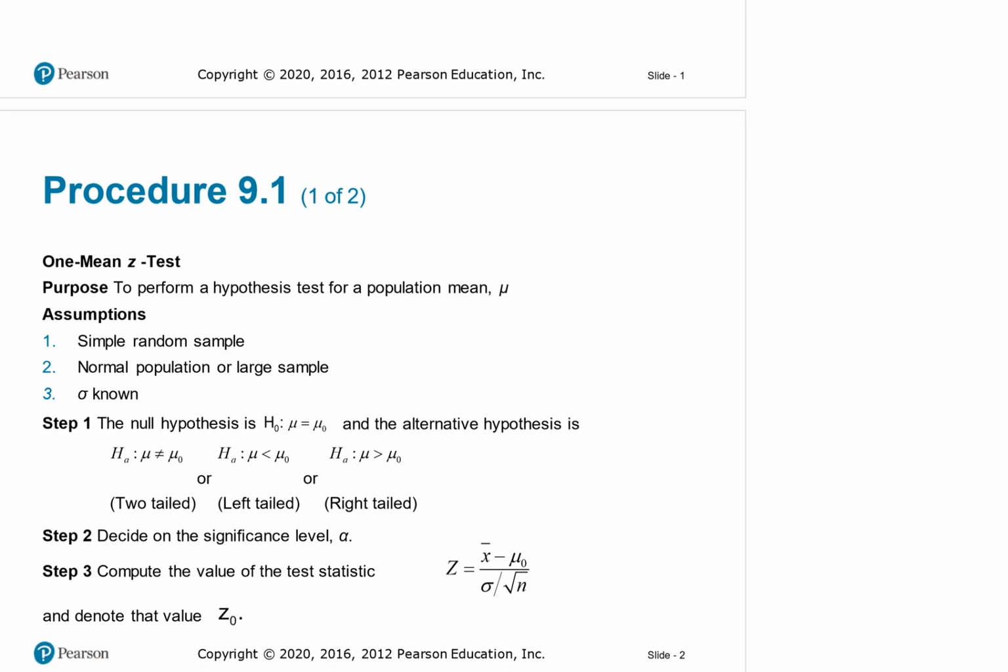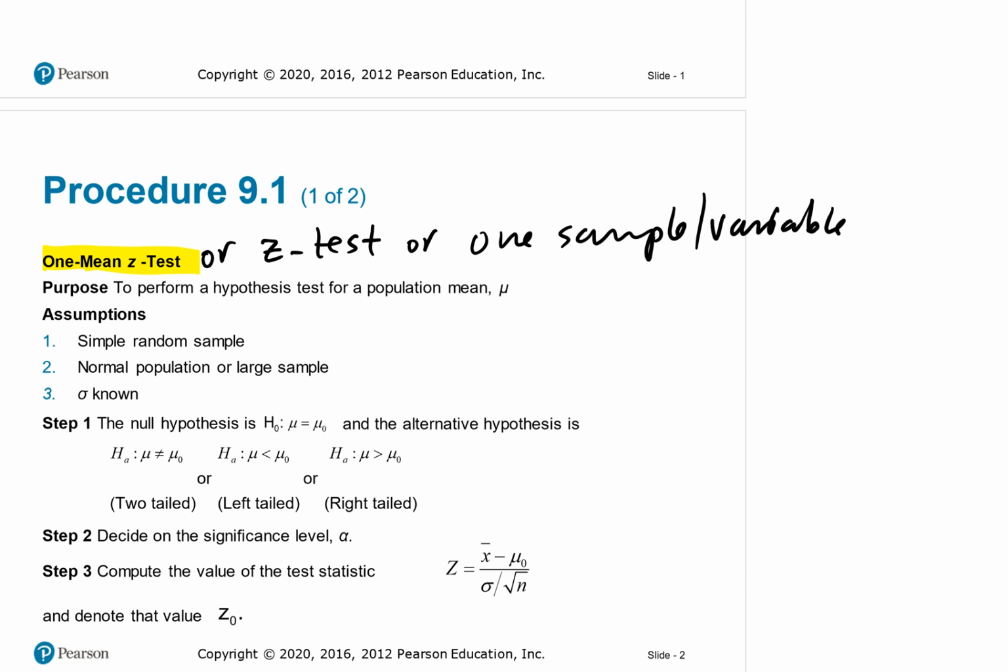So here we recall what we covered in the previous sections. The test we introduce here is called the one mean z-test, or some people just call it the z-test. There are many names for this; some people call it the one sample z-test, or one variable z-test.